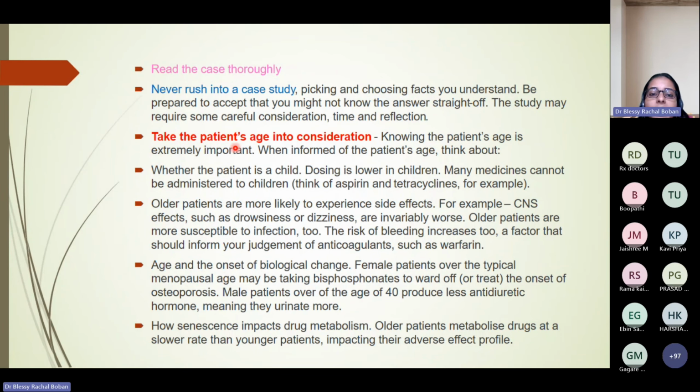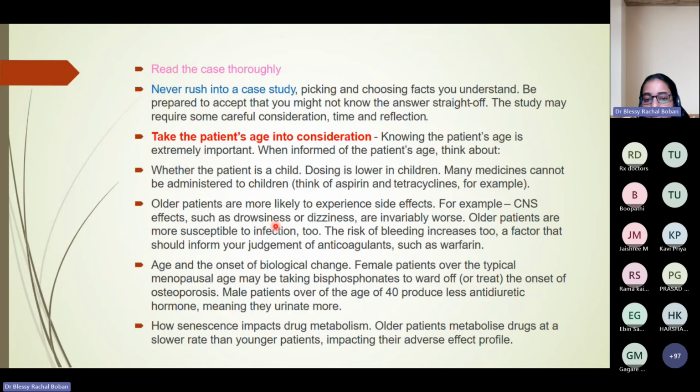So you have to take the patient's age into consideration. You have to know the patient's age. If it is a child, you have to lower the dose in children. You have to opt for such options. Even for children, you cannot use aspirin or tetracycline. Those medications are contraindicated. Even for older patients, you must be aware of many side effects. You have to opt for answers accordingly.